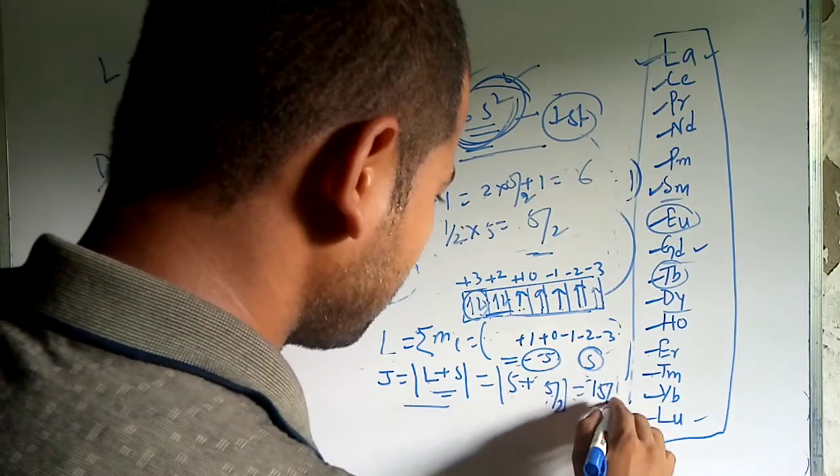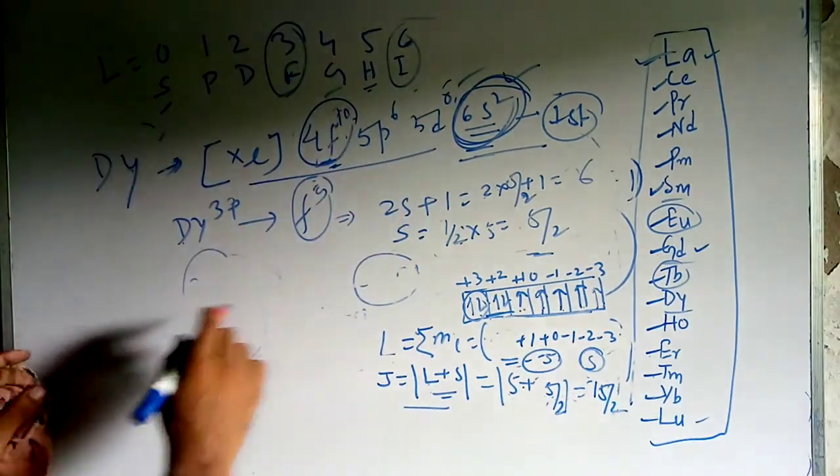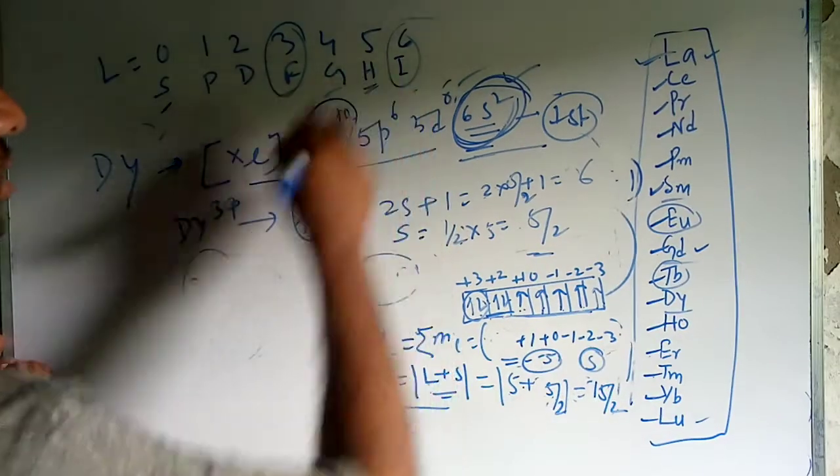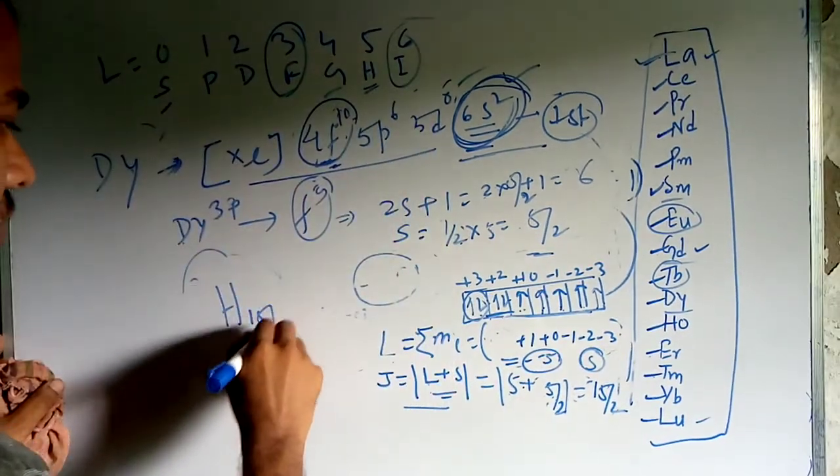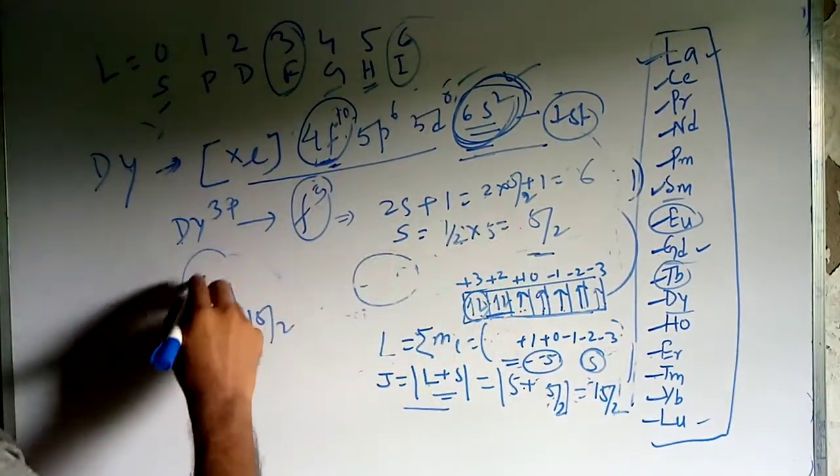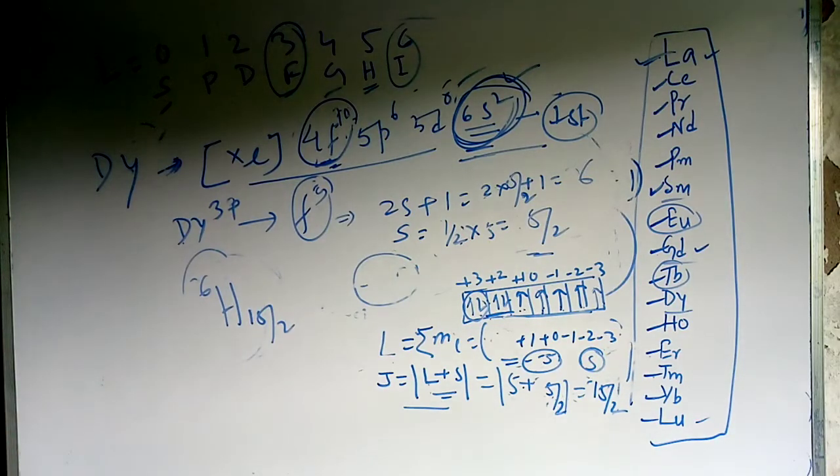J equal to 15 by 2, which is L equal to 5, that is H. This is H, 15 by 2, and multiplicity will be 6. It is the term symbol of dysprosium 3 plus. You calculate the term symbol of dysprosium 3 plus.